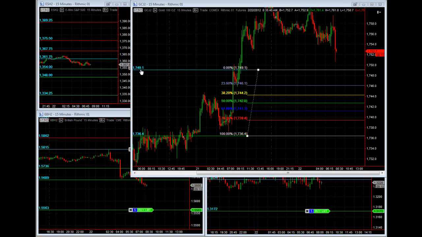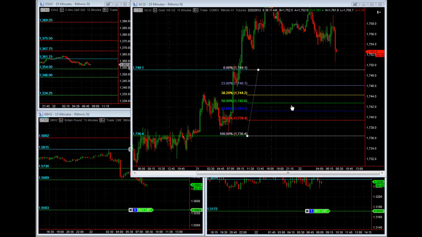If I take this long at 1749 and it starts to drive down to 1736, I'm going to make a decision as to whether or not I want to scale in at these minor support levels that are in between here. And I've got a spreadsheet that before I do it lets me know what my average price is going to be if I do scale in.